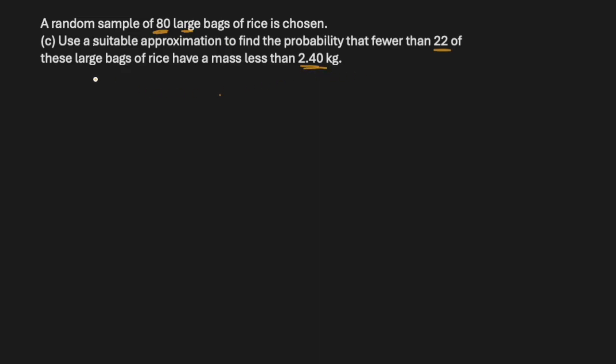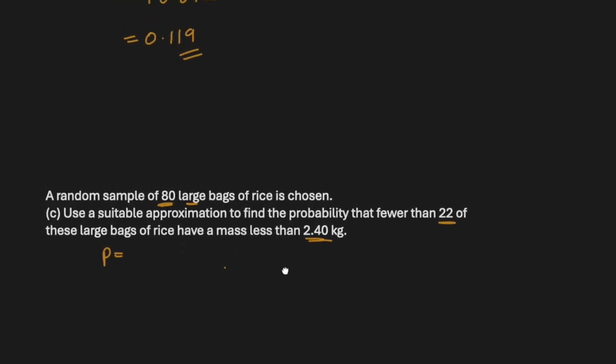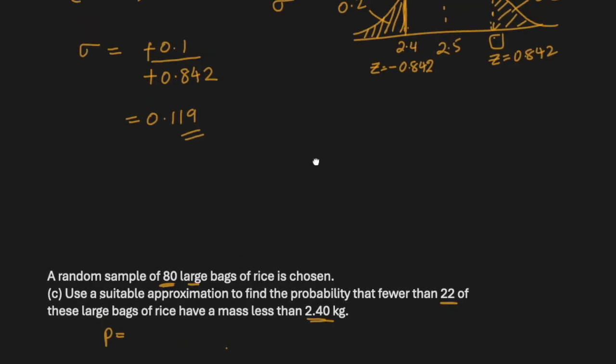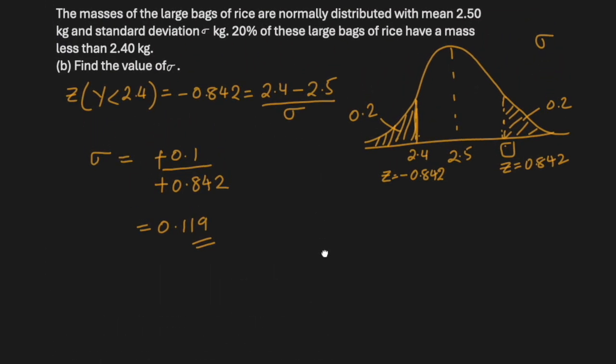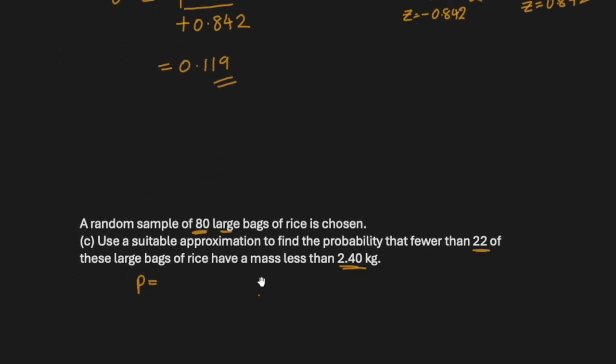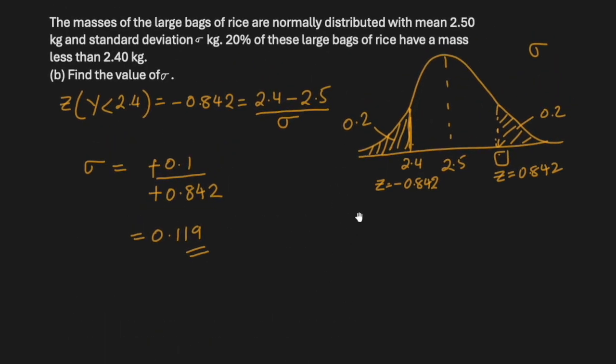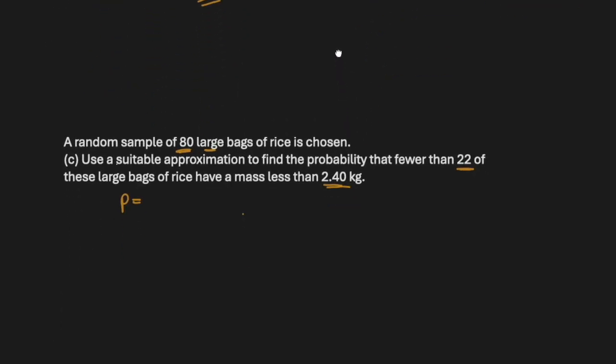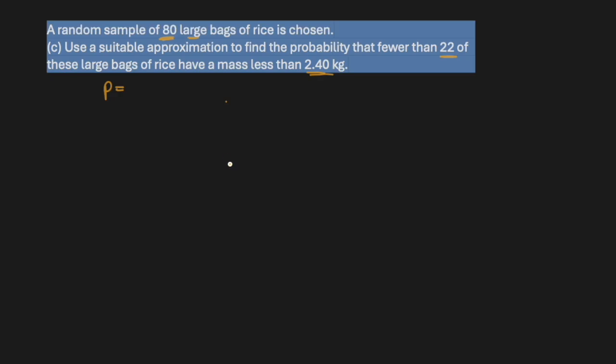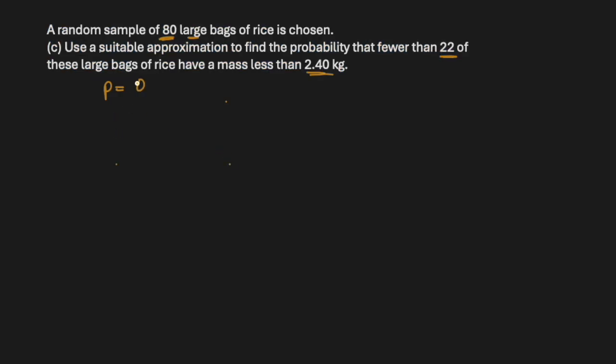That means the probability of success getting this will be... how much did we get? 0.8, 0.1. No, that was sigma. Our probability was this thing less than 2.4, right? So it was 0.2. So the probability of success in this case is 0.2. So the probability of failure will be 1 minus 0.2, which is 0.8.